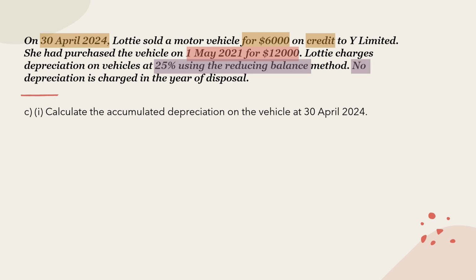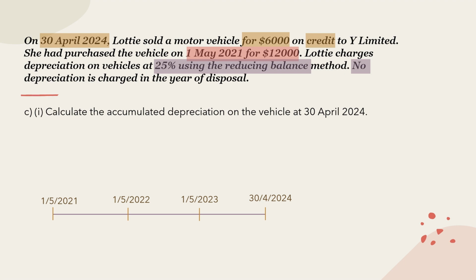When you get a question like this, I advise you to draw a timeline. So something like this. So the question says that the motor vehicle was bought on 1st May 2021, which is the start of an accounting period. And then the next accounting period starts on 1st of May 2022 and the next one 1st of May 2023. And that accounting year ends on the 30th of April, the day on which the asset was sold. So we have a perfect timeline like that.